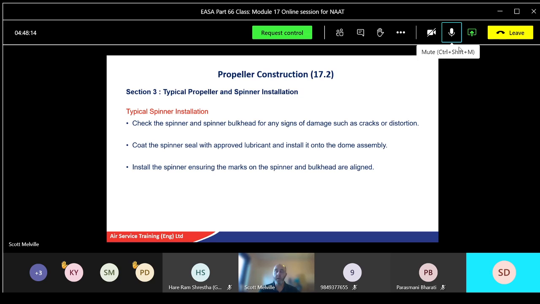Install the spinner. Now, when you're putting a spinner on a propeller, whether it's a gas turbine engine or a turboprop engine, make sure they line up. Some spinners will have a little pin, so it can only go in one position. Some spinners you can take off and rotate around, and that can help with balancing vibration problems as well.